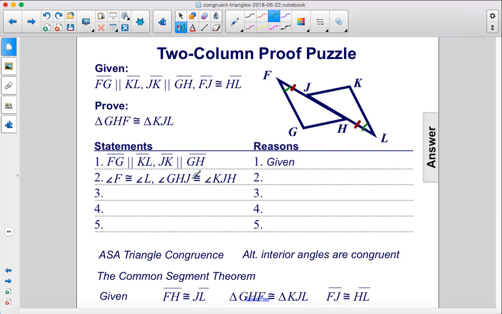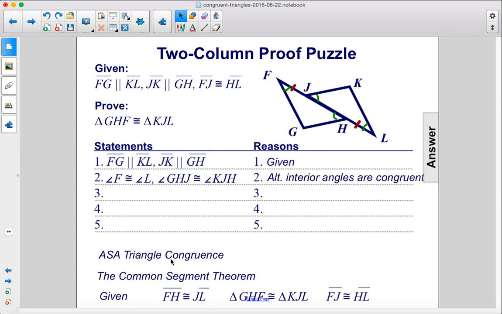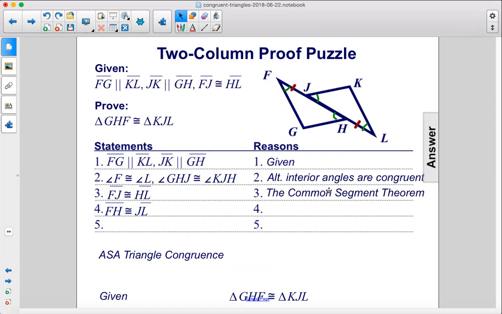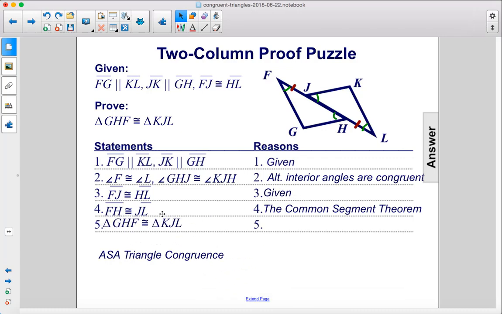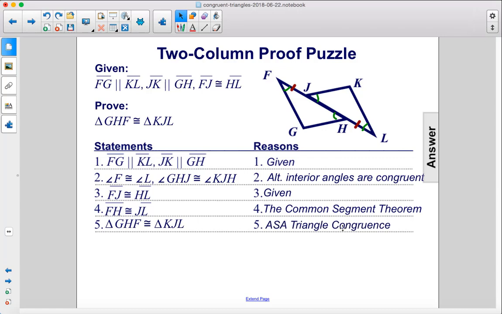and angle GHJ is congruent to angle KJH because alternate interior angles are congruent. All right. The other piece of given information was line segment FJ is congruent to line segment HL. Therefore, FH is congruent to JL because that is the common segment theorem. Oh, I forgot to put given. And then finally, the two triangles are congruent because of the angle side angle triangle congruence.